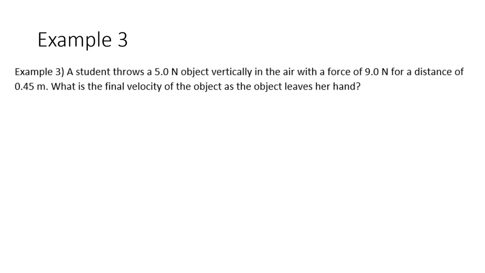If we take a look at example number 3, we've got a student that throws a 5 Newton object vertically in the air with a force of 9 Newtons for a distance of 0.45 meters. What's the final velocity of the object as it leaves her hand? Well, this is a little bit trickier because we are throwing something up. It's from rest. This is going to go into both a potential and a kinetic store, right? This is being thrown up with gravity. And because it's a 5 Newton object, we can find that this is a 0.51 kilogram object.